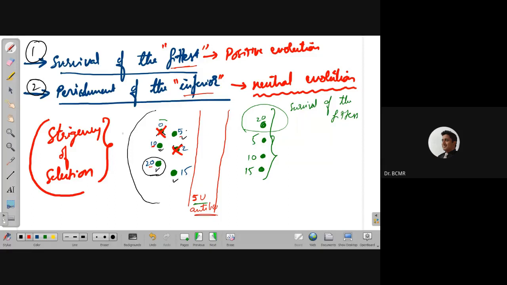If you think of it, I'll add a little change in the stringency for the sake of understanding. Instead of 5 units, if I now put 15 units of resistance, then the majority is not going to survive, and this one is also not going to survive. Now the terms have changed, isn't it? And that change is because of the stringency of selection.